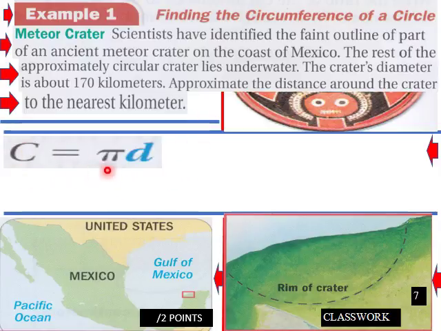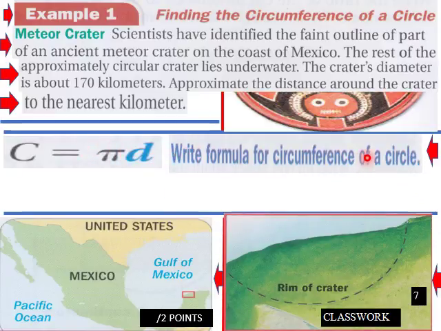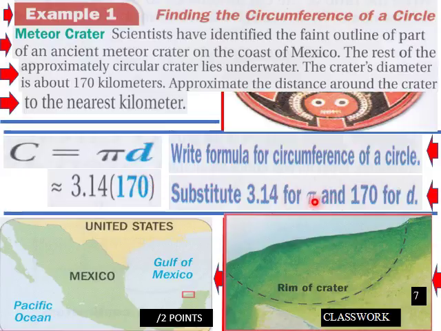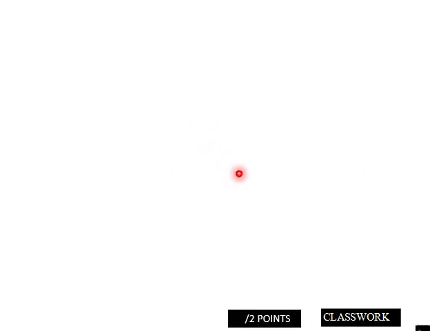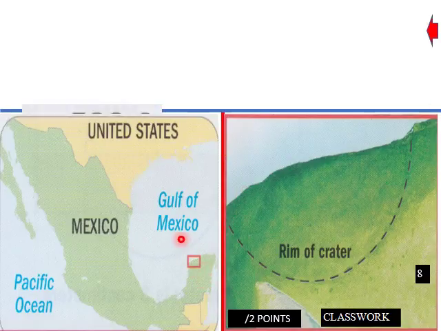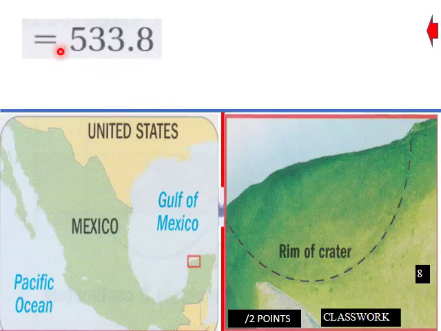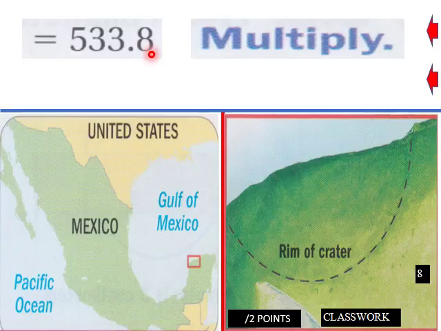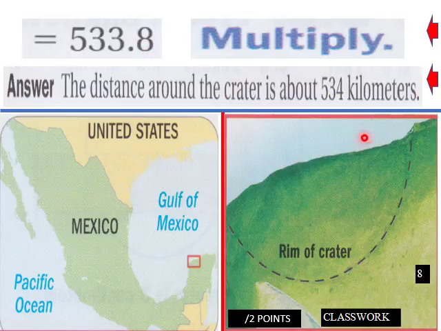So here's our formula. Circumference equals pi times d. Write a formula here. Do we know d? Yeah, it's right here. So 3.14 times 170, and that would equal our what? So what does that amount to? So here again is the rim of the crater. Here's where it is on the Yucatan. So what would be the circumference of that crater? It would be 533.8 what? Meters? I think it is meters. Oh, kilometers. I'm so sorry. The distance around the crater is about 534 kilometers for this crater here.